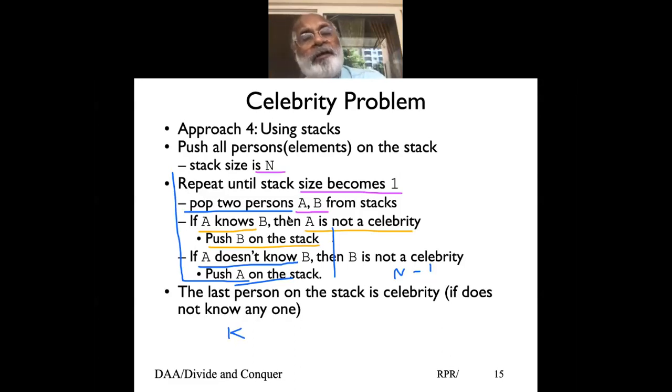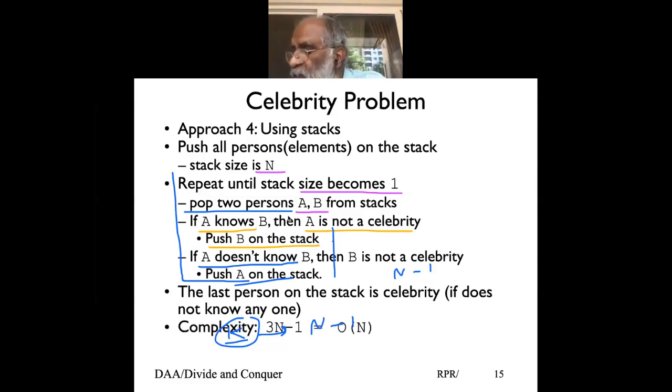When only that person remains on the stack, we ask person K, do you know all the other persons: person 1, person 2, up to person K minus 1, person K plus 1, and so on. So once we have only one element on the stack, we are going to ask only n minus 1 questions. And if the person says, I don't know anybody, the person is a celebrity. If he knows anybody, he is not a celebrity.